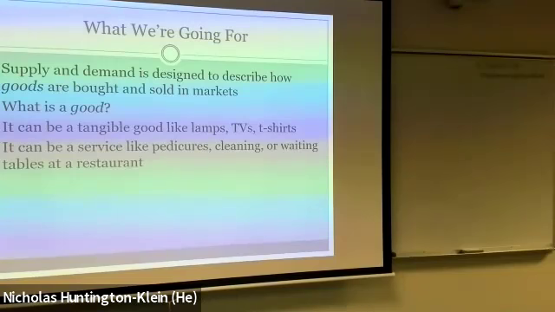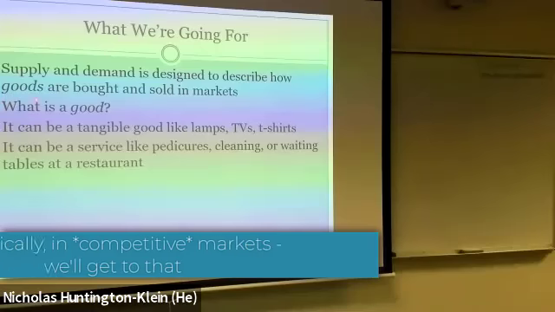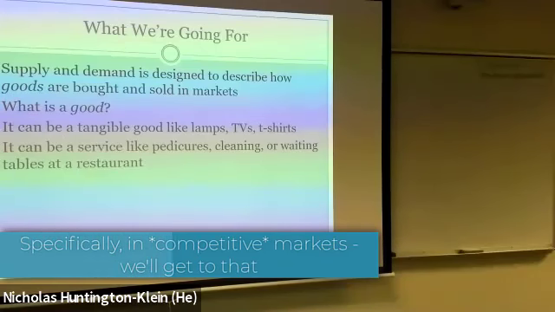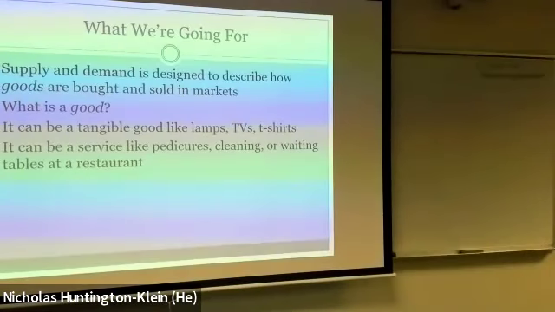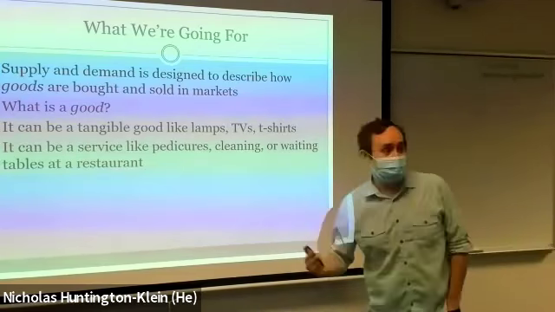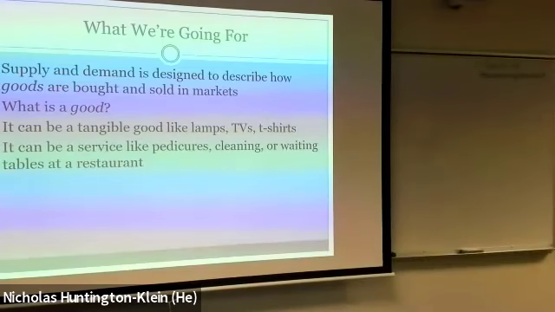All right, so let's get into it. So supply and demand is designed to describe how goods are bought and sold in markets. What is a good? A good is anything that you can buy and sell, basically. Anything tangible, like an object that you might buy in a store, or it could also be a service. If you get a pedicure, that is a good that you are buying. Somebody waiting tables at a restaurant, that's a good. Really, anything that you can buy and sell is a good.